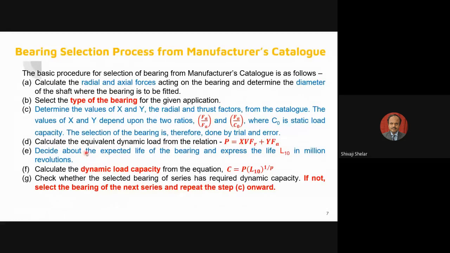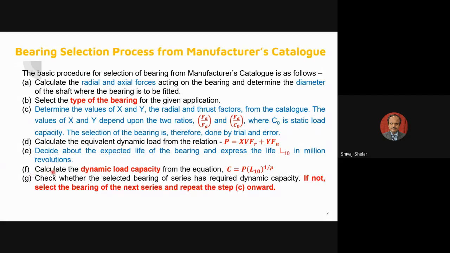Then one question by a student: how to select the expected life? So decide about the expected life. This comes from design experience or application experience. There are standard tables available for expected life. From that table, based on your application, you can select the expected life, and if that life is in hours, you have to express it in million revolutions. So if our life is in hours, you express that L10 life in revolutions. That is step number E.